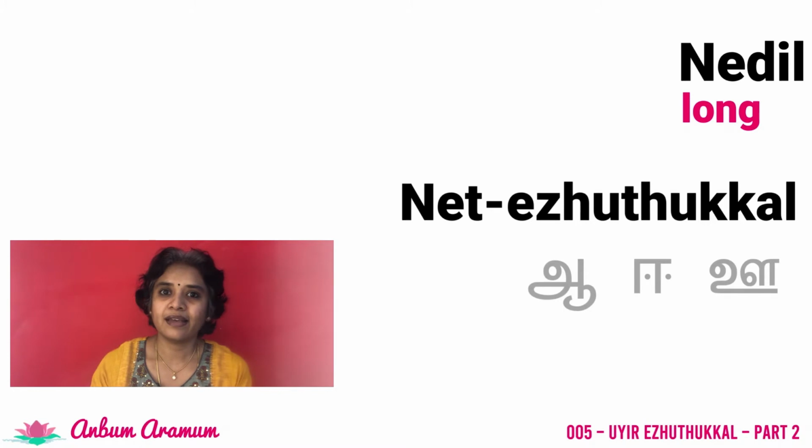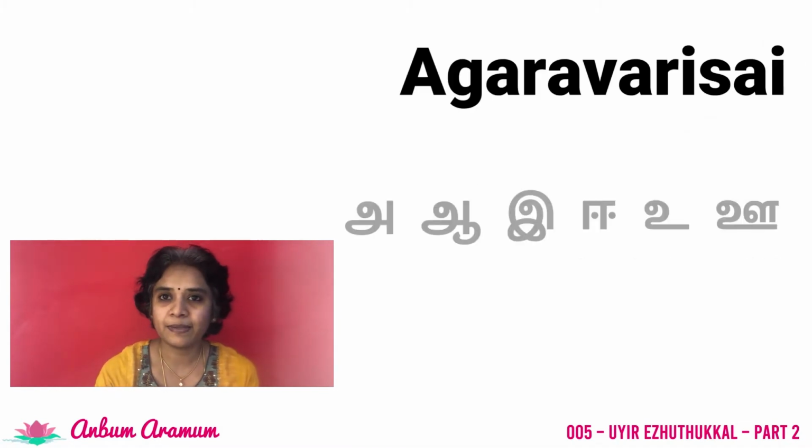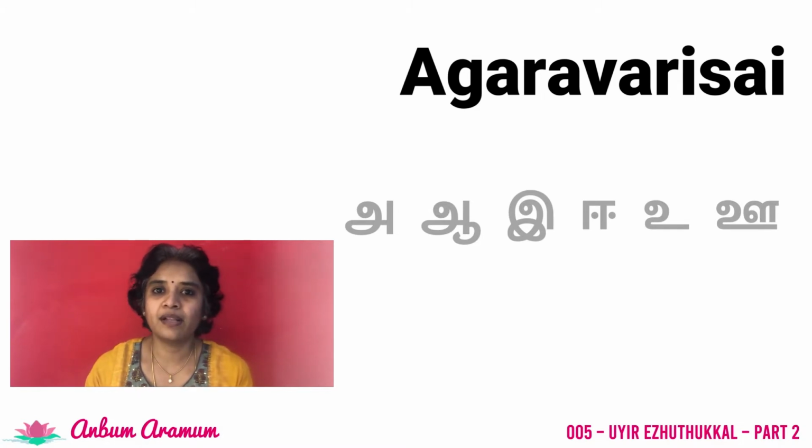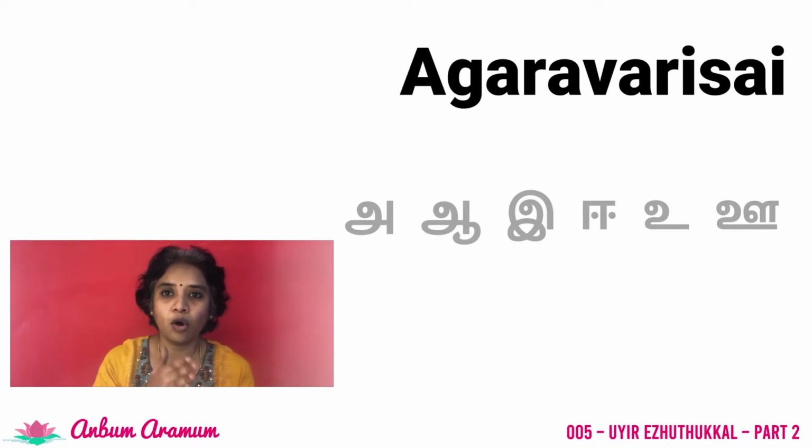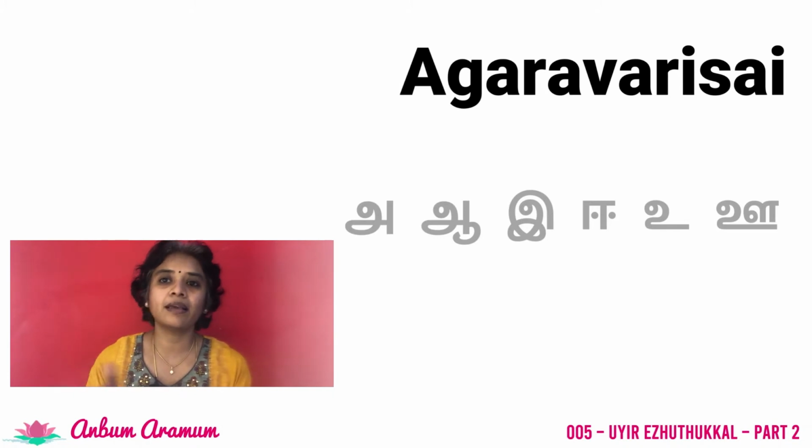So now in the agaradi, where do we place the nedil ezhuthukkal? Considering the similarity of sound to the kuril ezhuthu, it made sense to place the nedil ezhuthu right beside its kuril partner. So now we place the A after A, and the E after E, and the U after U. So now we have learned the six ezhuthukkal in the agaradi, which are placed in the following order: A, A, I, E, U, U. So I hope we understand the logic behind the ordering and the placement of the ezhuthukkal in the Uyir Ezhuthukkal agaradi.